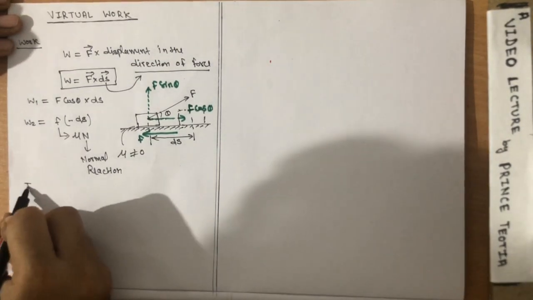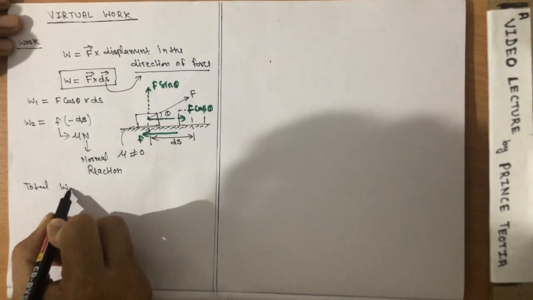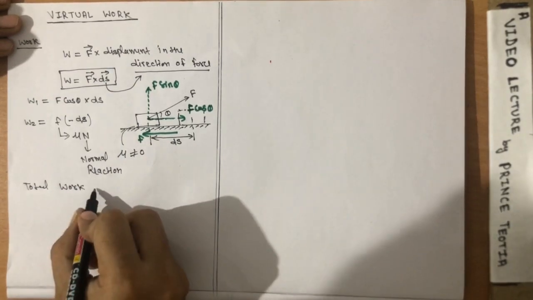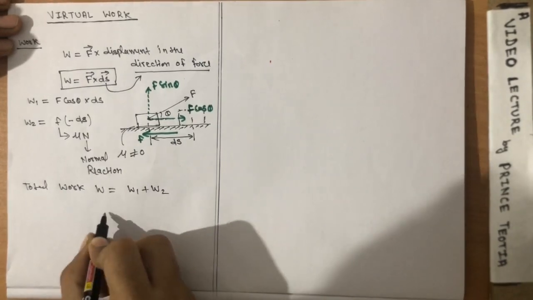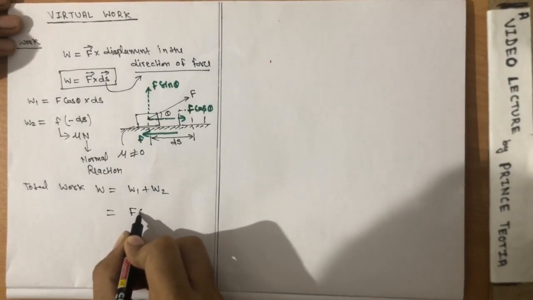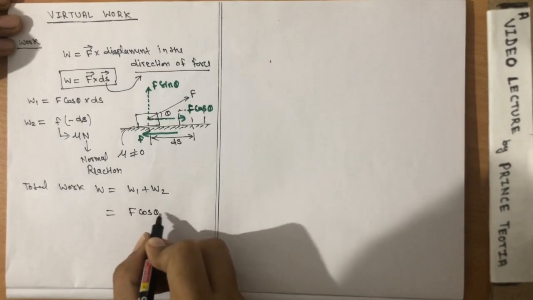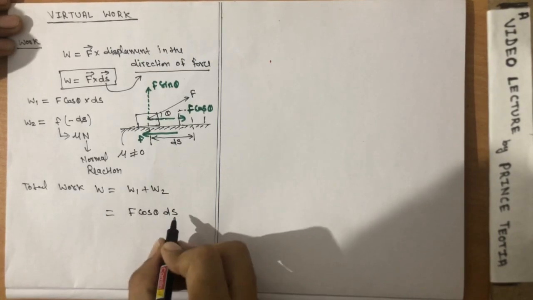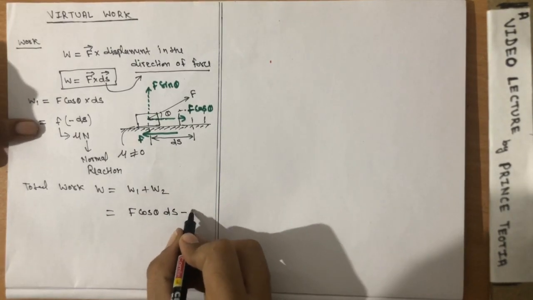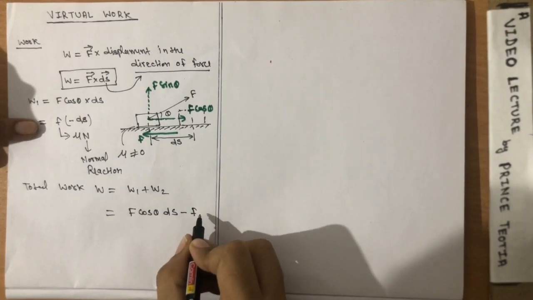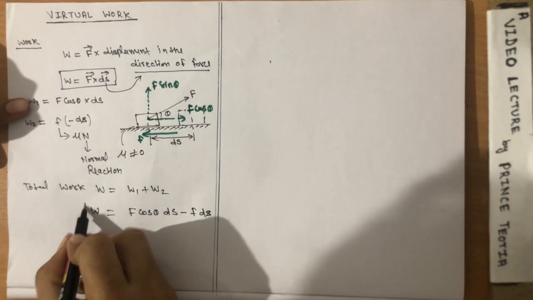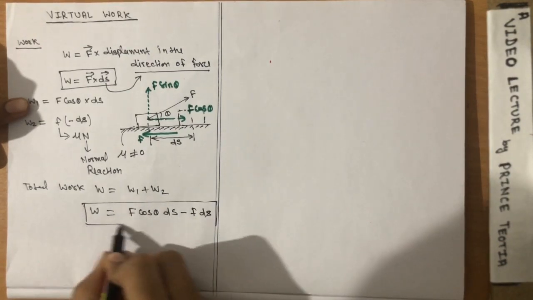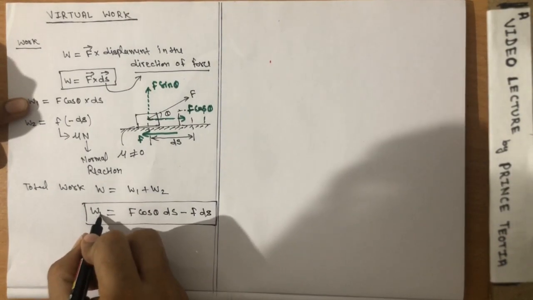So the total work or net work will be W equals W1 plus W2. W1 is F cos theta into ds, and it is negative, so this is minus F into ds. This is the net work, W net.